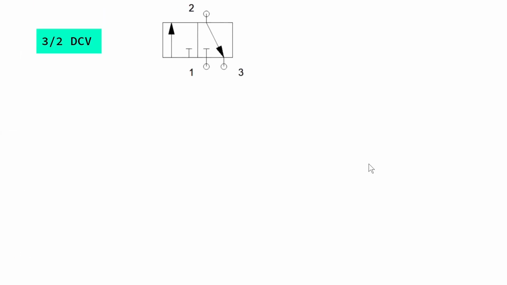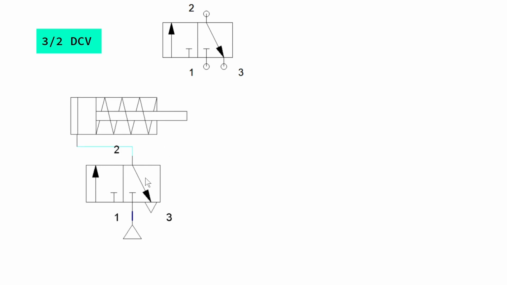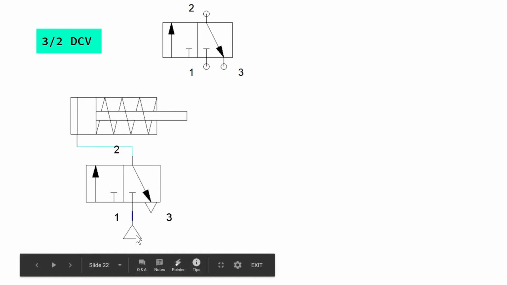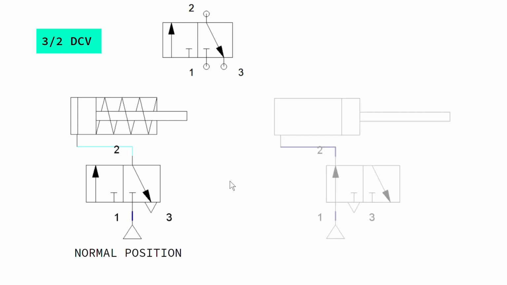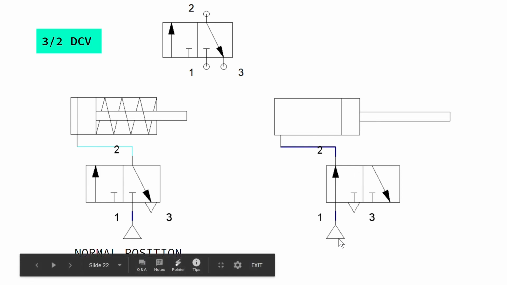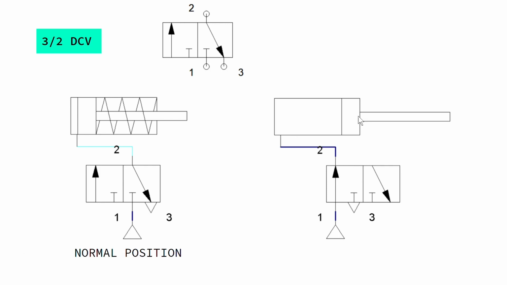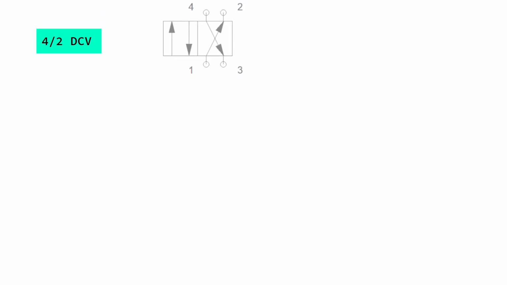Next we have 3x2 DCV. The symbol of it is like this. We have 3 ports and 2 switching positions. In this position, we supply compressed air through this. As we have shut off here, nothing happens. It's the normal position. But when we switch the position, then the compressed air flows and the piston moves to this end. This is the operating position.